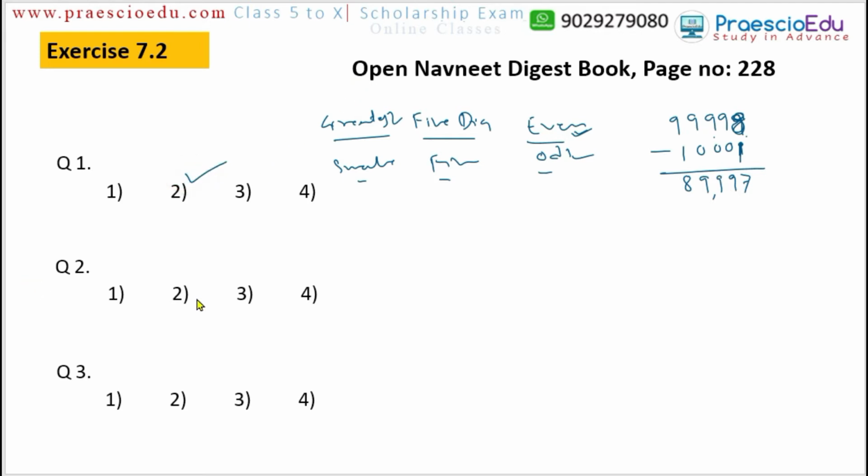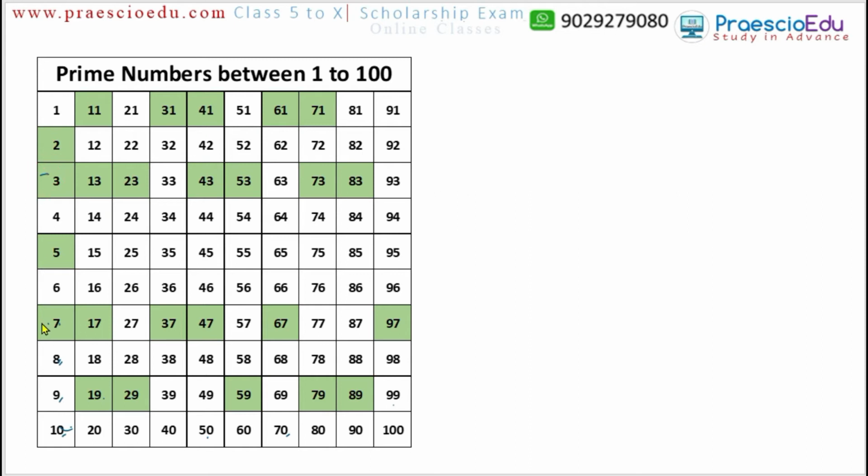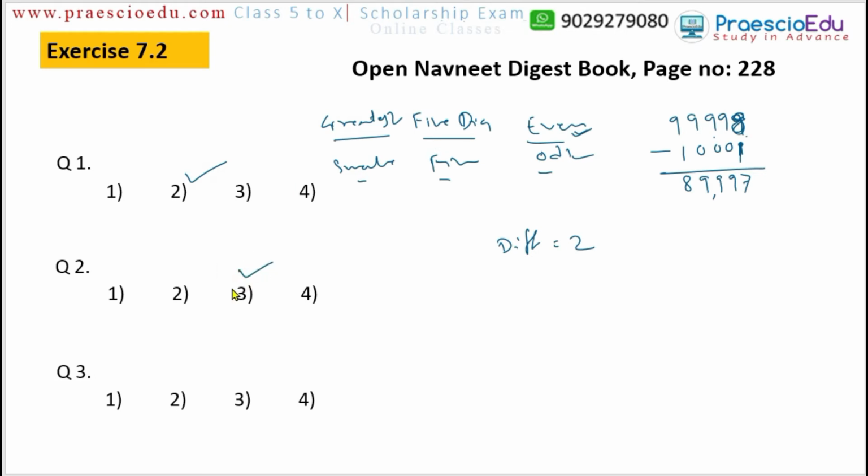Now question number 2, which of the following is a pair of twin prime numbers? Option number 1, 3 and 7. No, twin primes should have a difference of 2. For 3 and 7, the difference is 4, so option number 1 should not be. Then 7 and 11, the difference is 4, so it should not be. Then 11 and 13, the difference is 2. Yes, option number 3 can be. Just for checking, 13 and 15, but 15 is not a prime number, so option number 4 is not our answer. So option number 3 is the correct answer.